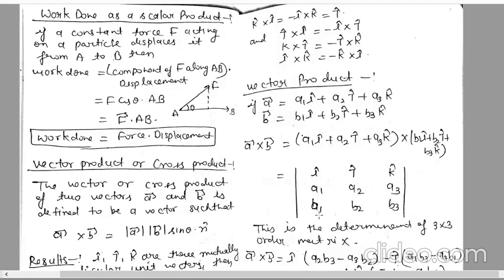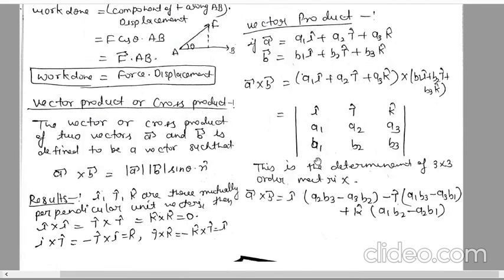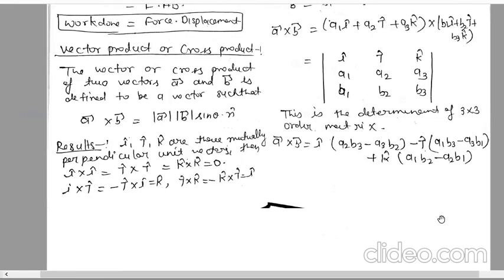So third row b1 b2 b3, that means b vector, right? And this is your 3 by 3 cross order matrix determinant. So just calculate. So this will be i (a2 b3 minus b2 a3) minus j cap (a1 b3 minus b1 a3) and k cap (a1 b2 minus a2 b1). So this is your cross product formula.